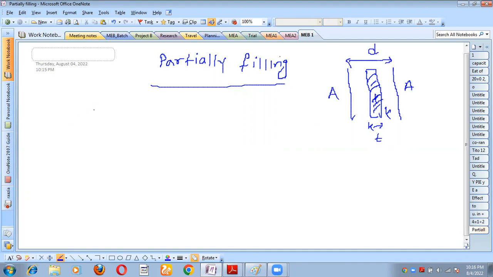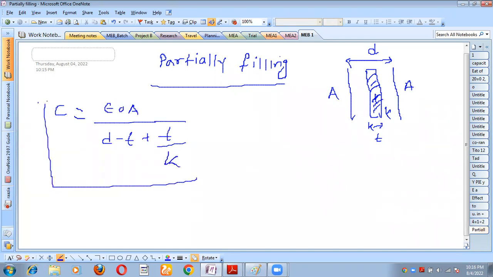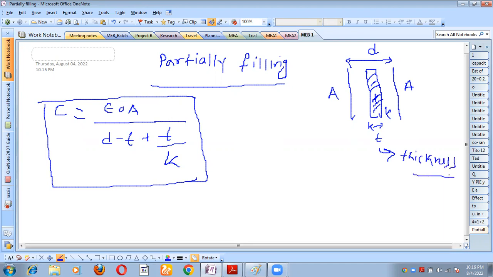We know that the initial capacitance was epsilon naught A by D. So now the capacitance will become epsilon naught A by D minus T plus T by K. This is the formula for partial filling, right? Epsilon naught A by D minus T plus T by K, where T is the thickness of the dielectric. Understood this one?